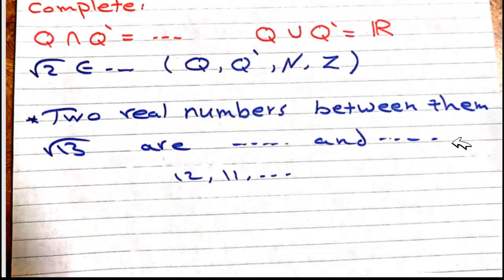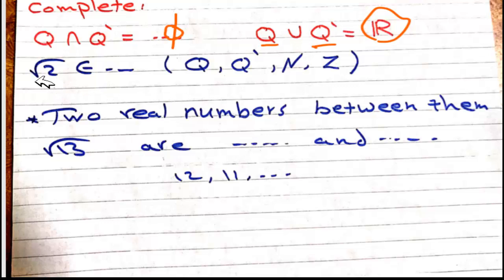Okay, the last examples, these 3 examples. First one, rational number intersect irrational number. There is no intersection between them. So the answer is empty set. Here you have rational number union irrational number gives you real numbers, as we said in the first 2 or 3 minutes in the video.